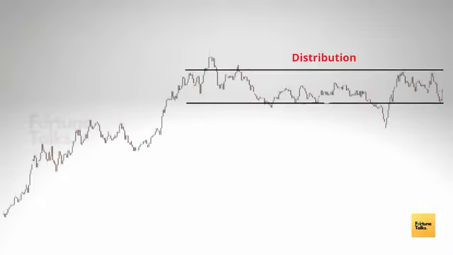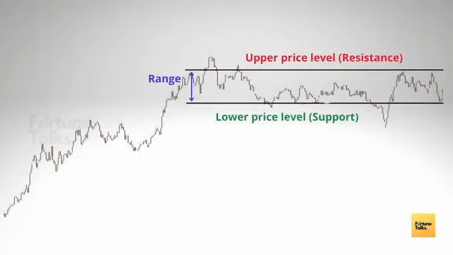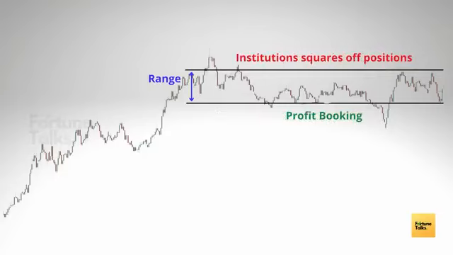The distribution usually occurs after the prices have risen to a good extent, and the distribution phase looks similar to an accumulation phase where the market remains in a range. Here's what happens in the distribution phase. The institutions begin to distribute or sell or square off their positions after they have made a good chunk of profit on their initial investments.